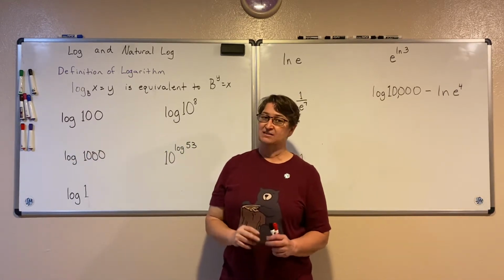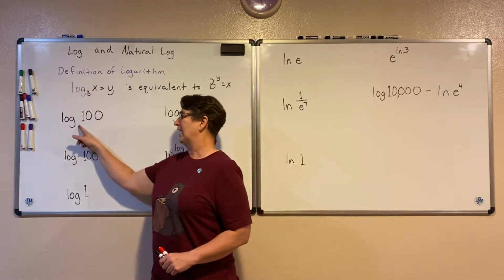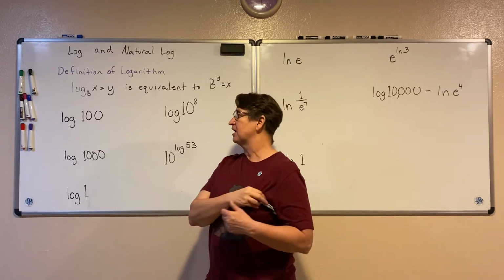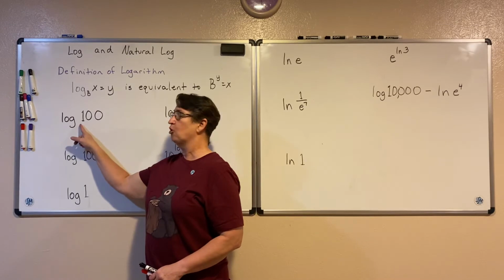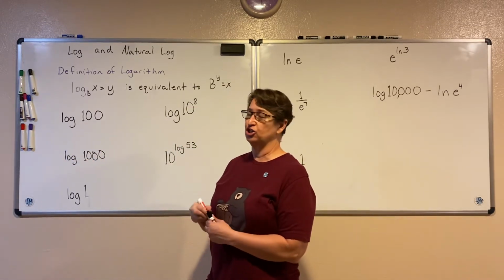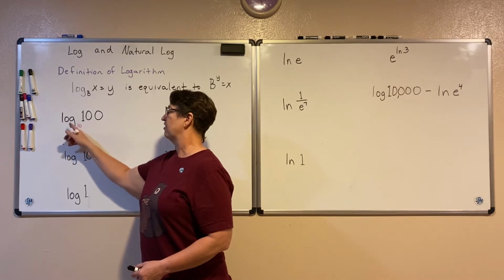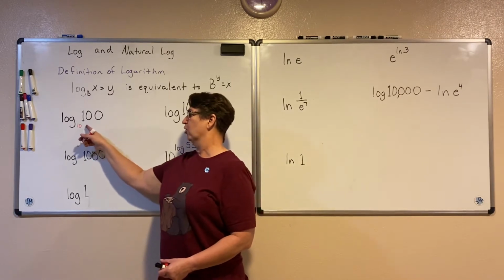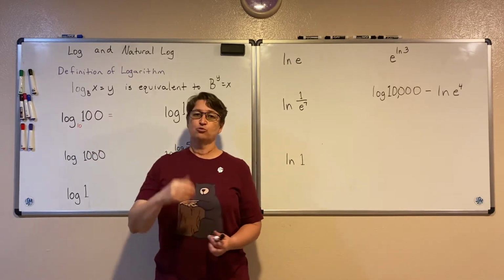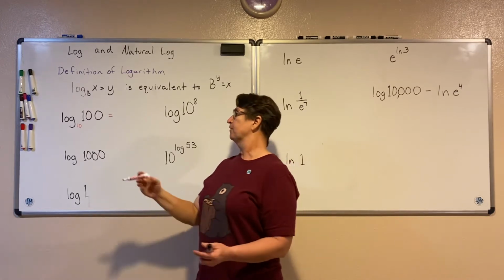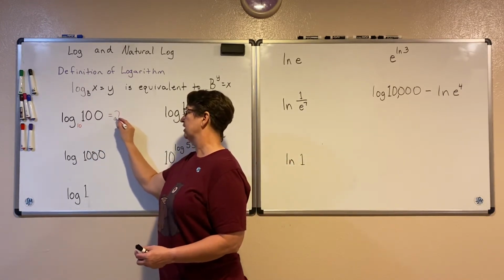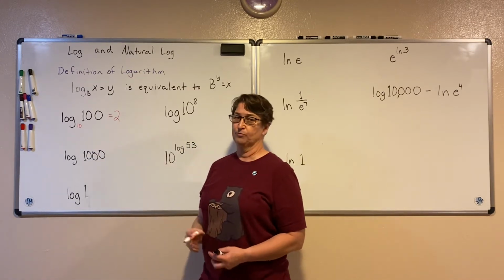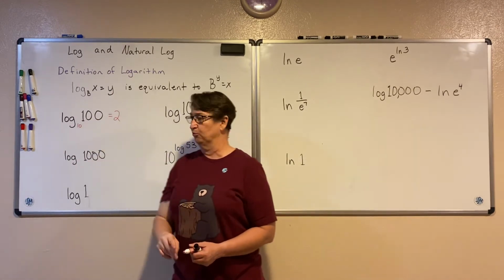Notice that my base is missing. When we don't write a base, the base is understood to be 10. So anytime we just have log with no base written, there's an understood 10 here. This is the base of 10. So I'm just asking, 10 to what power equals 100? So 10 times 10 is 100. So 10 to the second power equals 100. So log of 100 is just equal to 2. It's a fancy way of saying the number 2.